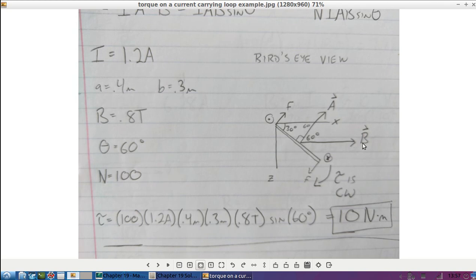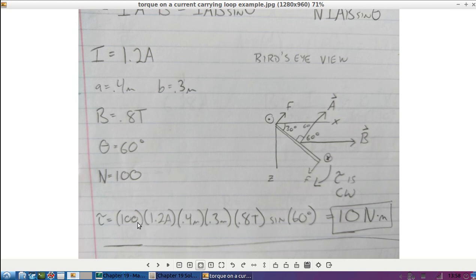So we know the magnetic field vector is parallel to the x-axis. So that is 60 degrees. So the angle that we're using in our I A B sine theta expression is actually going to be 60 degrees. So we're using the angle between the area vector and the magnetic field vector. There are N loops inside the coil, so I'm going to use N I A B sine theta.